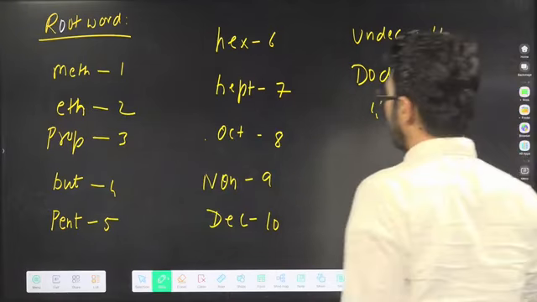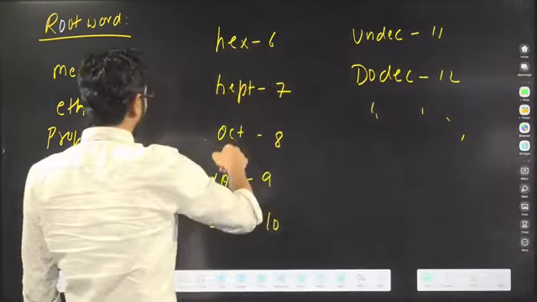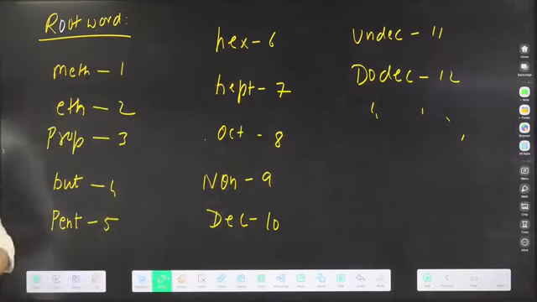Okay, meth, eth, prop, but, pent, hex, hept, oct, non, dec, undec, dodec, tridec, etc. This is about root words.